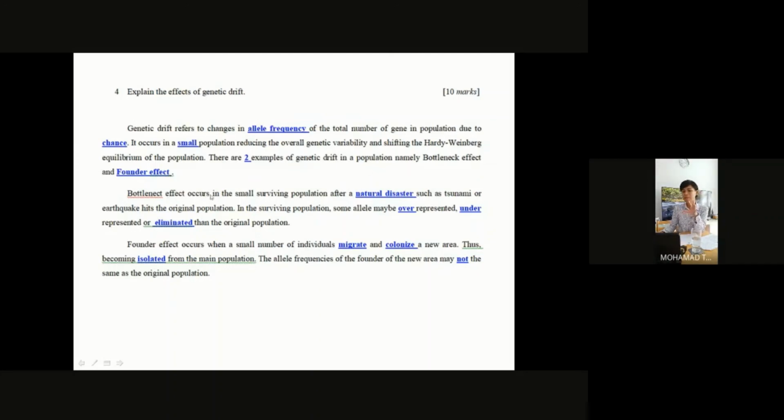So bottleneck effect occurs in a small surviving population after a natural disaster such as a tsunami or earthquake hits the original population. So bottleneck effect ni adalah berlaku dekat population yang telah pun survive natural disaster. So ini contoh yang by chance tu yang paling awak boleh relate lah. Sebagai contoh saya tanya lah, kenapa awak survive tsunami? Oh tak, sebab saya cantik, sebab saya ada fair skin. Boleh tak macam tu? Tak kan?